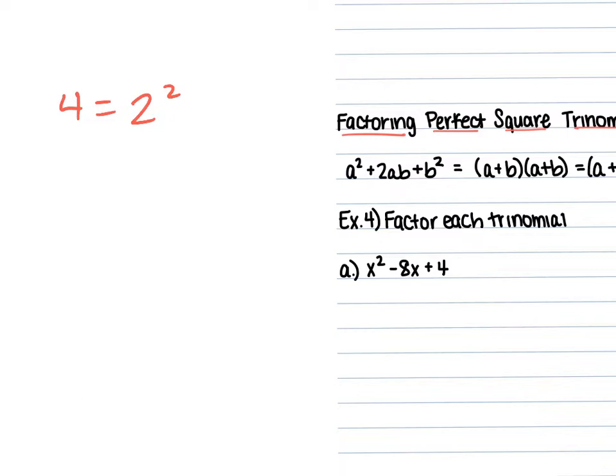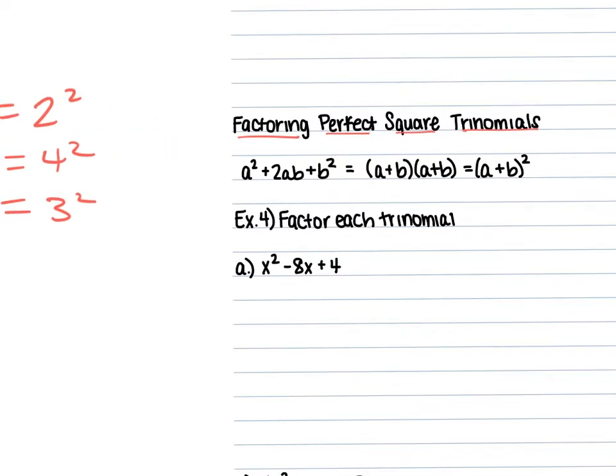What other numbers are perfect? 16 because it is the same thing as? 4 squared. Any others? 9. Okay, 9 is 3 squared. These are all perfect squares because each number can be represented as something squared. Well, now we're going to be talking about trinomials that can be represented as something squared. So here is how we're going to recognize these things.